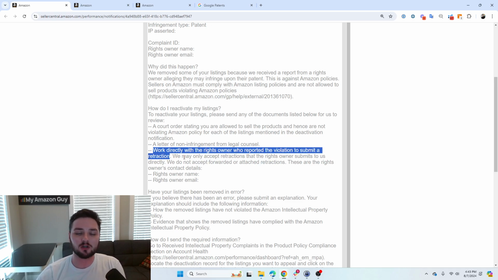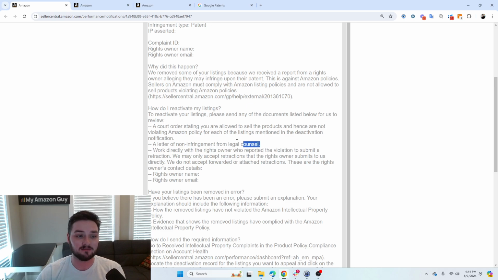This is usually going to be the fastest way to do it. Now, what I would typically recommend people do is twofold. Contact a patent attorney as soon as you get this to have them review the patent, review the claim, and have them draft a letter of non-infringement. That is the first thing that you should do.